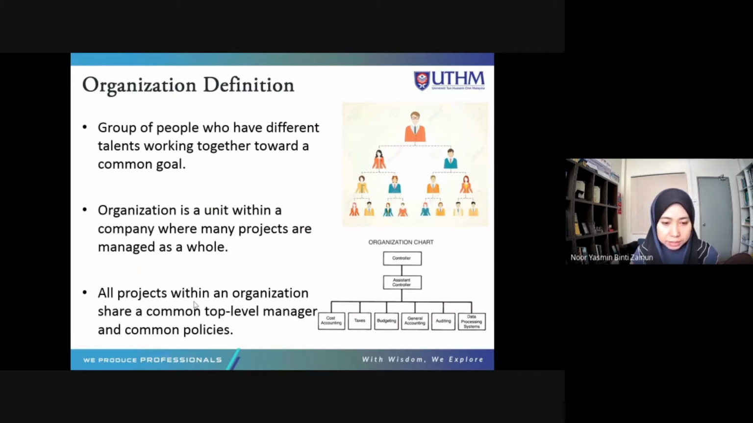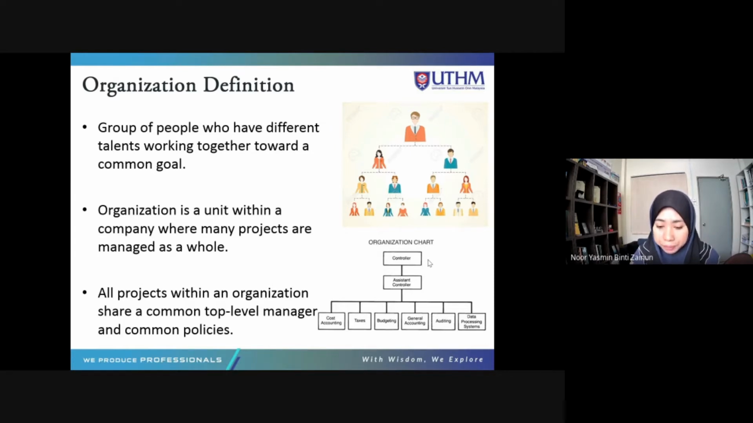So this is the definition of organization: a group of people who have different talents, okay, working together towards a common goal. So we have one goal, but with a group of people that have different talents. Okay, so combine. This is the CEO, and then combine with other groups of people with different talents. So organization is a unit within a company where many projects are managed as a whole. So we have one unit to control or to manage the project.